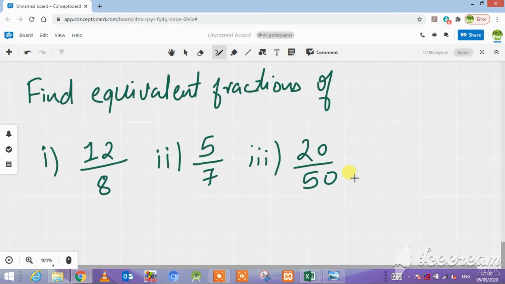Now here I am giving you some homework. You have to find equivalent fractions of these three fractions. First is 12 upon 8, second is 5 upon 7 and third is 20 upon 50. And you can apply any method, the multiplication or the division method. And you have to find 5 equivalent fractions of 12 upon 8, 5 equivalent fractions of 5 upon 7 and in the same way of 20 upon 50.